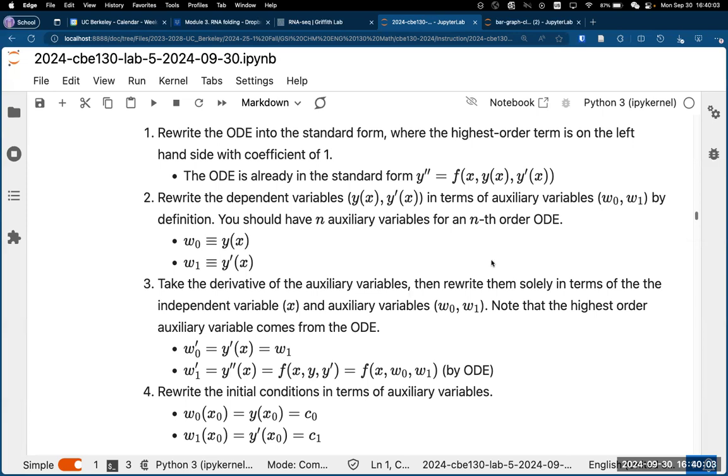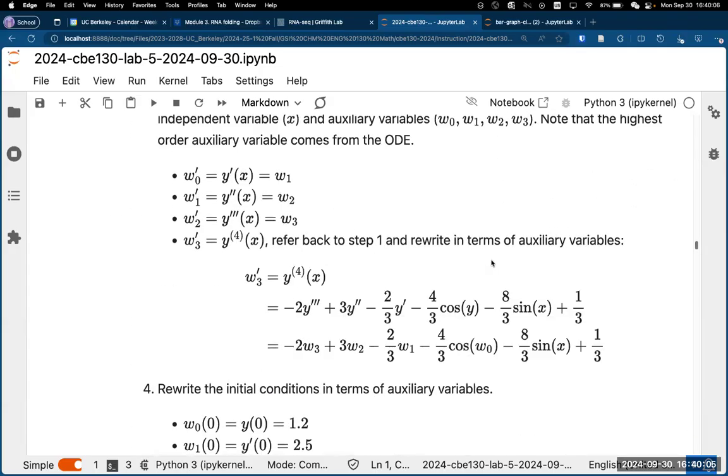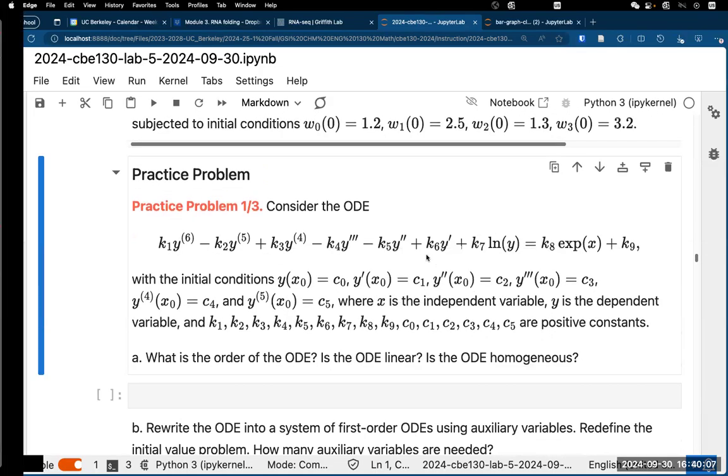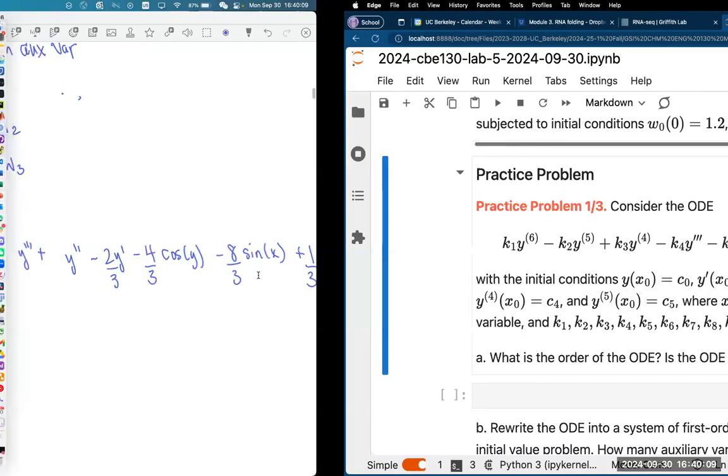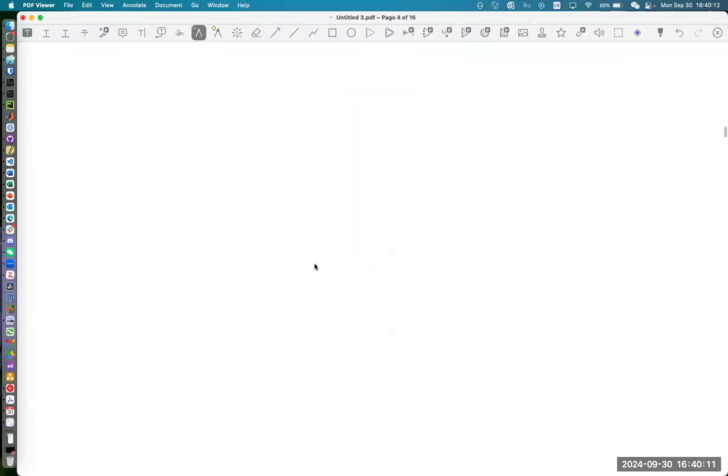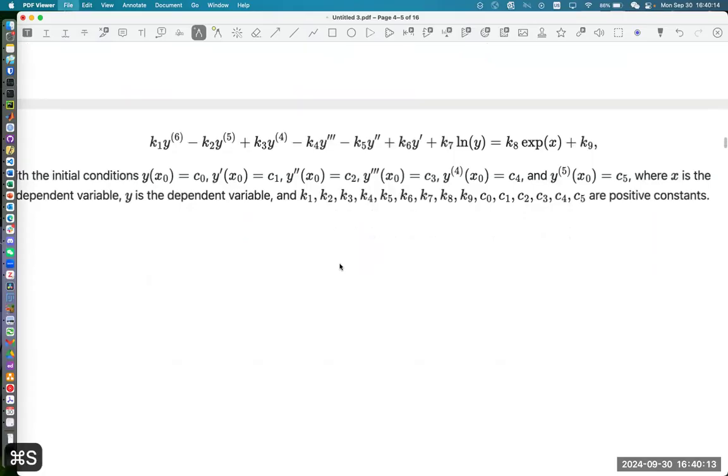Okay, let's look at the practice problem. So the practice problem we have here. The highest order of this ODE is the 6th, so this is a 6th order ODE. Is it linear? It has a natural log of y, so it's nonlinear. Is it homogeneous? There's a k9 constant, so it's non-homogeneous.